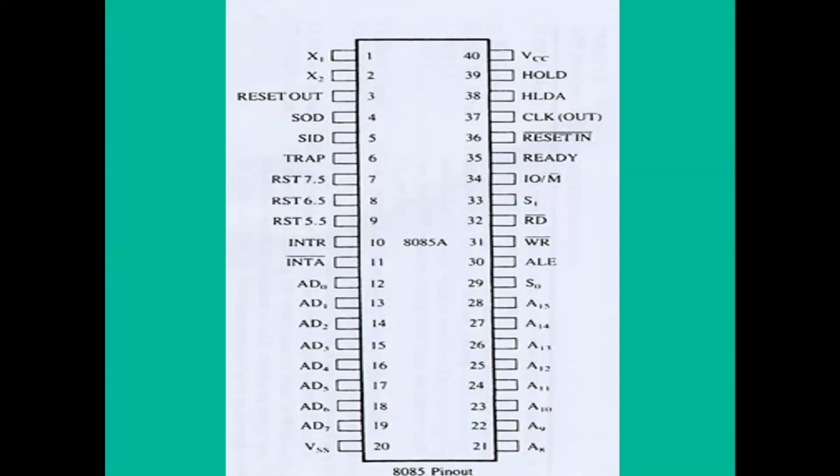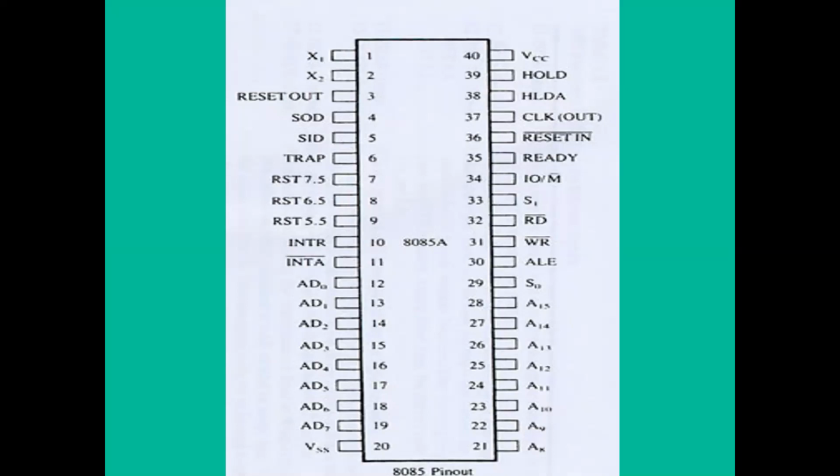So this is the 40 pin IC. You don't need to remember which pin number is specified for which function. Only you need to remember the functions: how many pins are available, what is the name of each pin, and what is the function of each pin. Only you need to remember it.